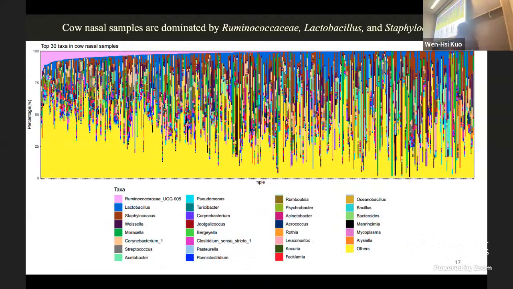Similarly, now you're looking at the nasal stacked bar plot for cows. I'm showing you this because very similarly, they have Ruminococcaceae from manure just kind of going in their noses, but it's also very diverse, much like we're seeing with the farm workers.